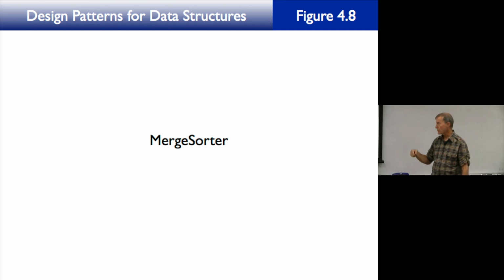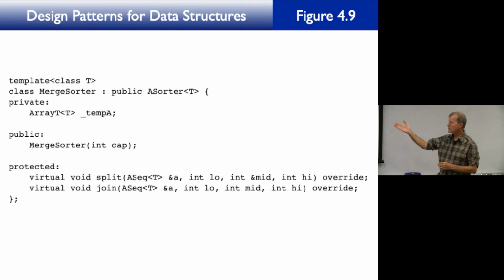So now let's go through what you have to do to code up the merge sort for your assignment that's due on Tuesday. What do we have on that first line? Template class T. What do we have on that second line? Class merge sorter. What's that colon?